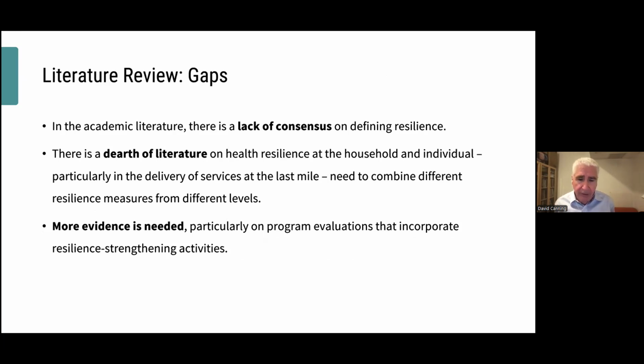So in the academic literature, there's a lack of consensus. There's a lack of literature on the last mile, on actually getting resilience measures that cover all these dimensions from the individual, household, community up to the system level. And an overwhelming feeling that more evidence is needed.